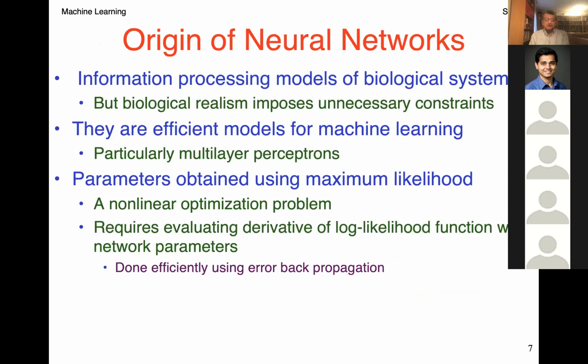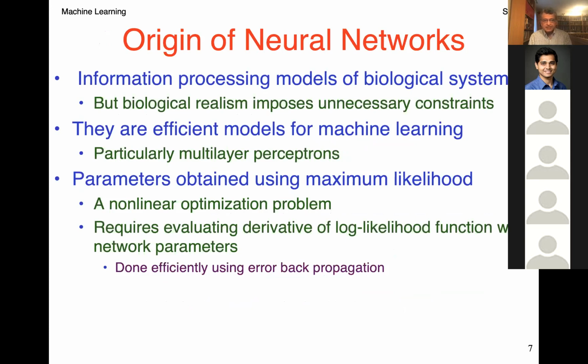All right, we already saw the origin of neural networks. It's the information processing models of biological systems. But keep in mind that we discard too much of biological realism in this discussion of functions, because otherwise it might impose unnecessary constraints. We're saying, well, that's not how a neuron works. It's got all these things about temperature and whatnot that might come into play, which we don't worry about.